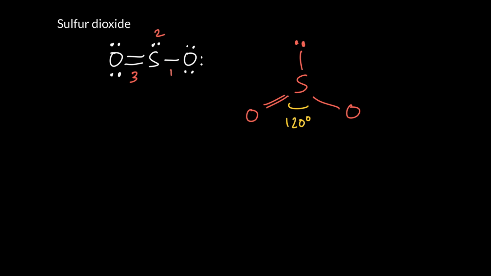And technically, we can only measure the angle between bonds, actually. We can't really measure the angle between bonds and lone pairs. So you can draw them if you want to, but realistically, we can only measure the angle between the atoms themselves. So this is a 120-degree angle.